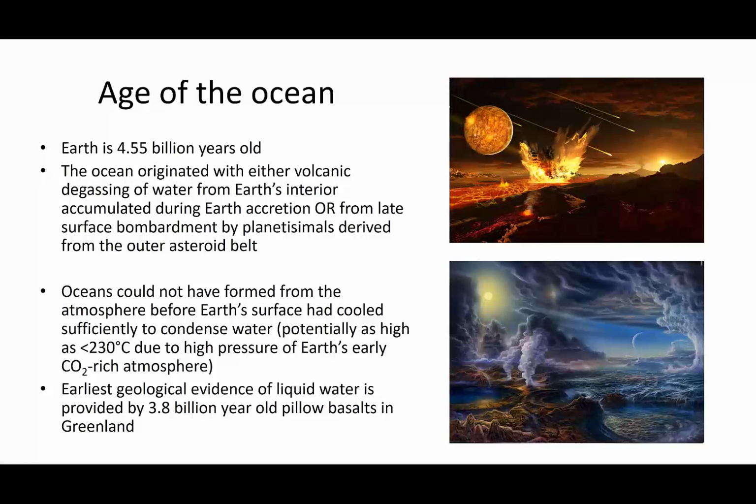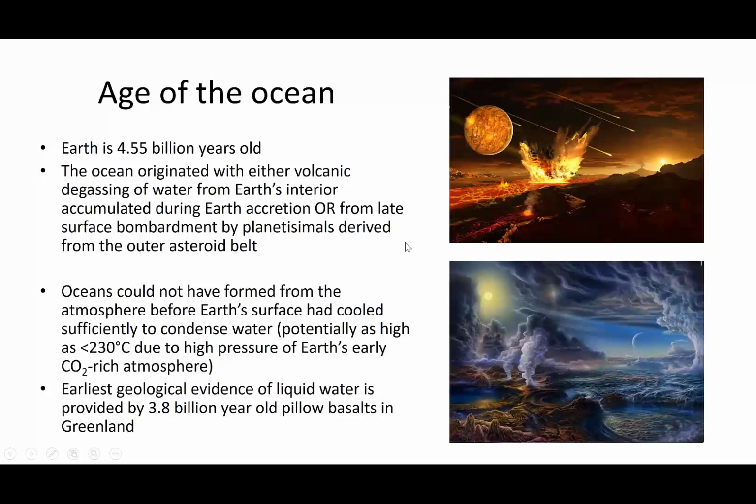What else do we know? We also know that the oceans could not have formed from the atmosphere before Earth's surface had cooled sufficiently to condense water. You might think that would be at 100 degrees C, so after the atmosphere had cooled to less than 100 degrees, but because Earth's early atmosphere was very CO2 rich and extremely dense, the boiling point of water was probably up around 230 degrees and not 100 degrees as it is at lower pressure.